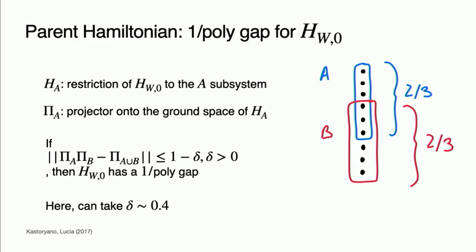And if we can prove that this condition works, by that I mean that the projector on the ground state of the Hamiltonian on this whole system is well approximated by applying first the projector on the ground state of this system and then the projector on the ground state of that system, if the distance between those two is not 1, then we do get a polygap. That was a really amazing technique. It's a really great paper.